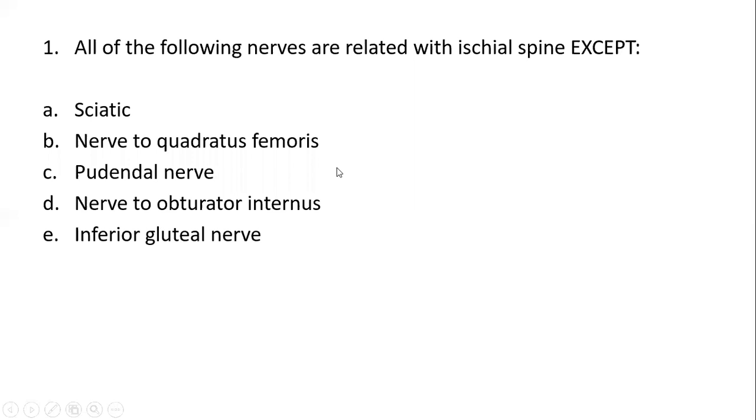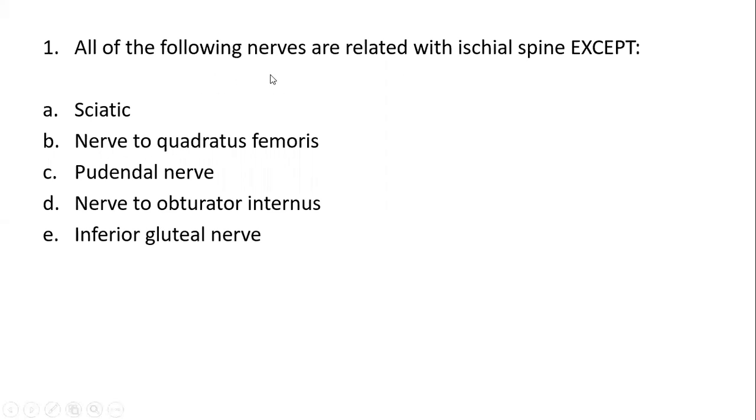So now let's see a few MCQs related with the nerves and vessels of the gluteal and posterior compartment of thigh. All of the following nerves are related with ischial spine except. So now this question is not a straightforward question. You are required to pick up the false option that is most relatable with the stem of the question.